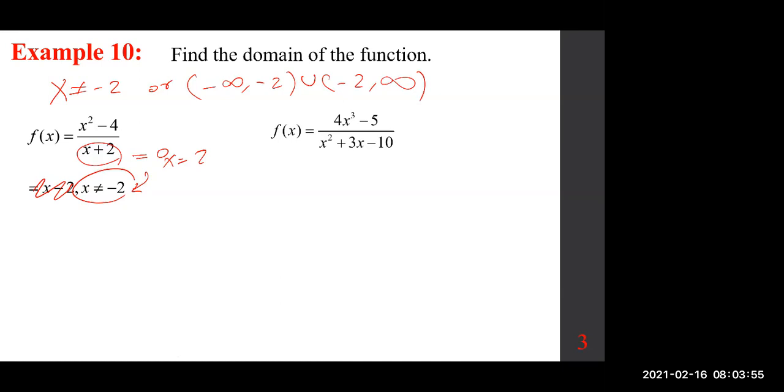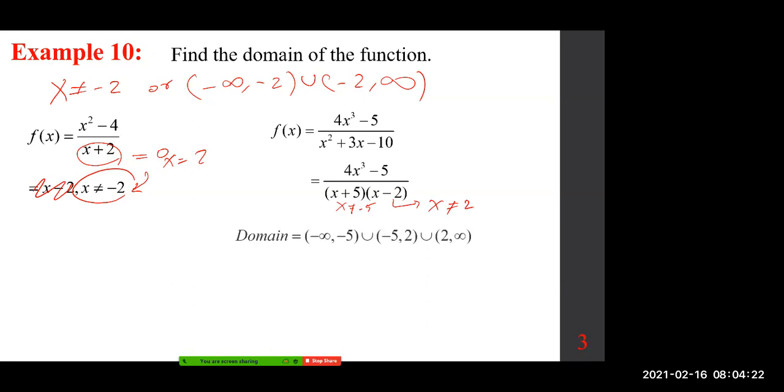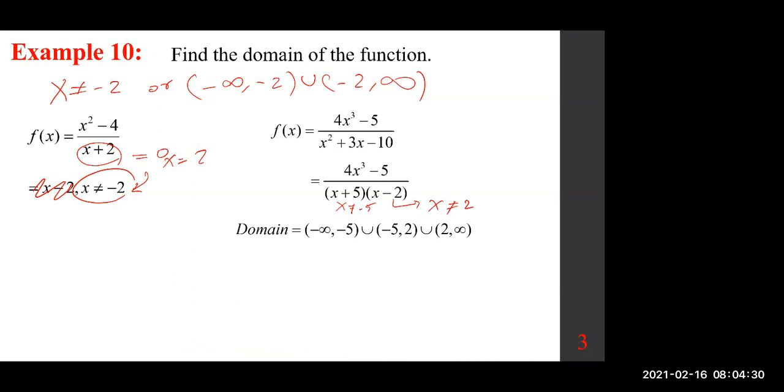For x cubed minus 5 over x squared plus 3x minus 10, in order for you to come up with the domain, you have to find what makes the denominator 0. Therefore, you factor the denominator. Now, the first factor basically says x can't be negative 5. And the second one says x can't be 2. And again, writing this in interval notation looks something like that. And that's extremely important.